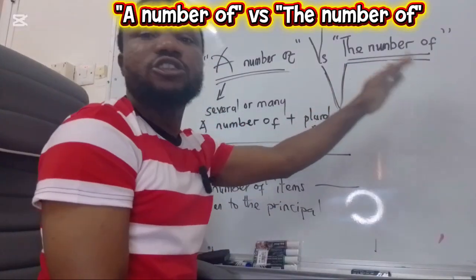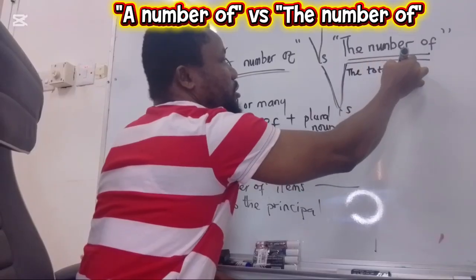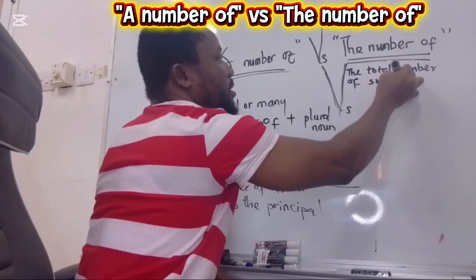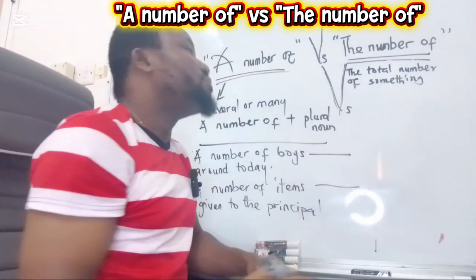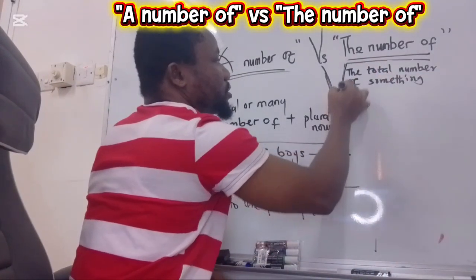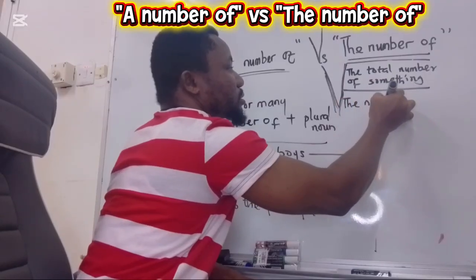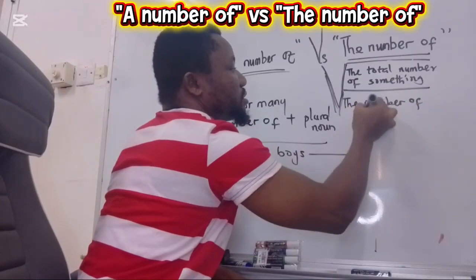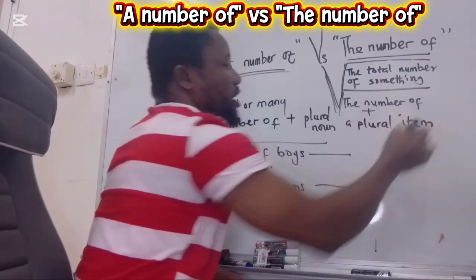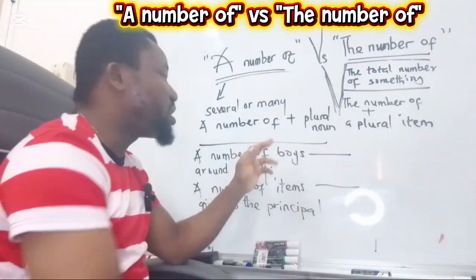I was trying to say that "the number of" simply means the total number of something. That is what "the number of" simply means. And this structure actually goes this way. You have "the number of" plus a plural item. So the item after "of" has to be a plural item, the same way we have a plural item coming after "of" here.